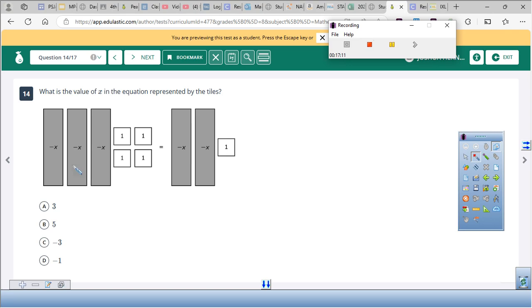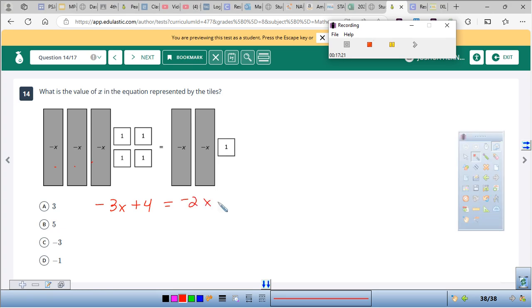So we're going to go, here's a negative 3x plus 4, and that's equal to a negative 2x plus 1. So let me try to remember this one. Negative 3x plus 4. Look, 3, 4, 2, 1. Negative, negative.